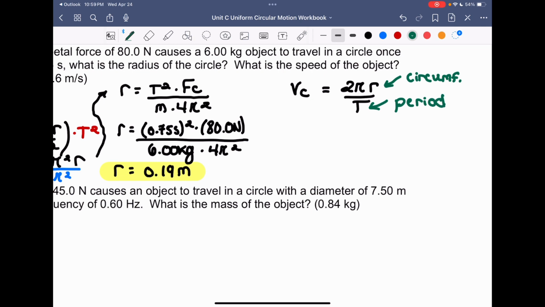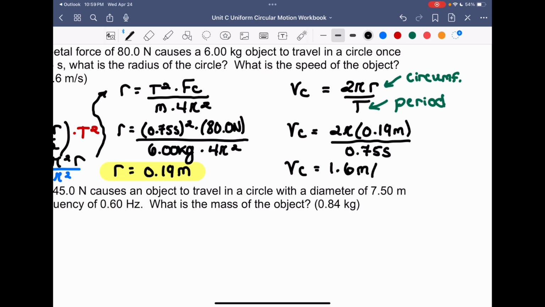Because we know the radius and the period, now we can just plug in those values and figure out the speed. Vc is equal to 2 pi r, which is 0.19 meters, divided by the period, which is 0.75 seconds. Therefore, we get a Vc, which is equal to 1.6 meters per second.